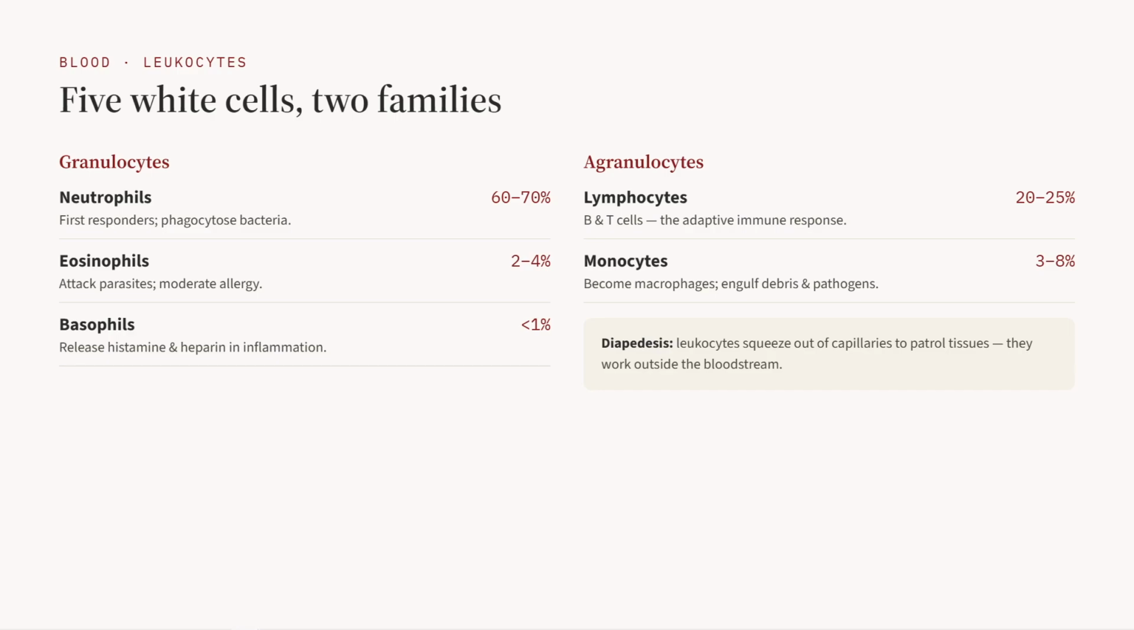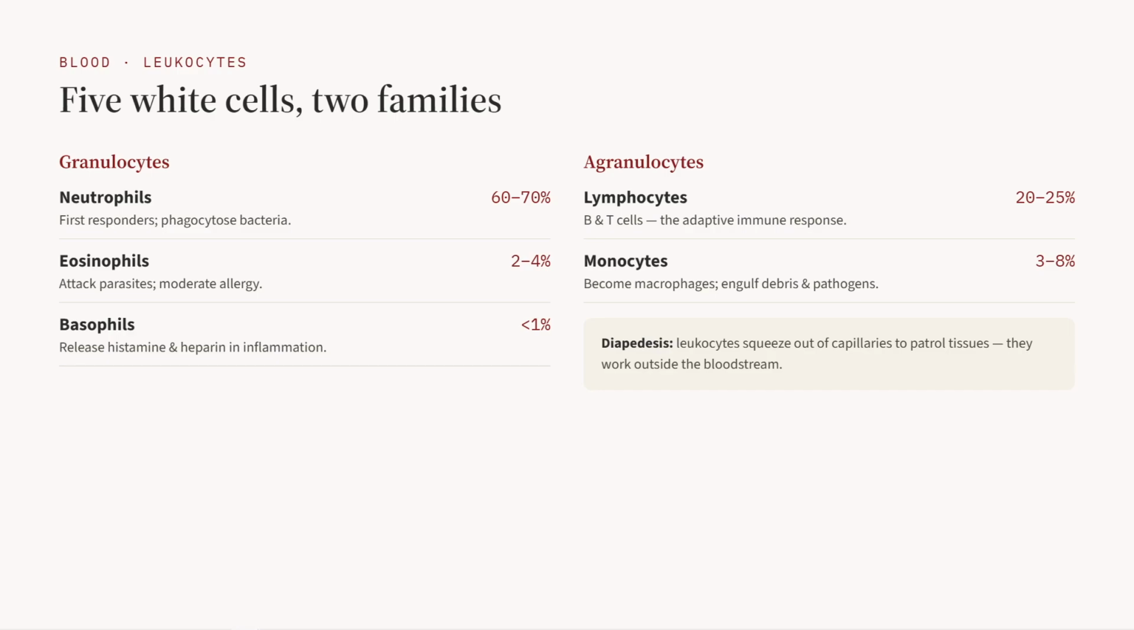Granulocytes, neutrophils, eosinophils, and basophils, have visible granules. Neutrophils are the most common and the first responder that eat bacteria. Eosinophils target parasites. Basophils release histamine and inflammation. The agranulocytes are lymphocytes, the B and T cells behind adaptive immunity, and monocytes, which become macrophages.